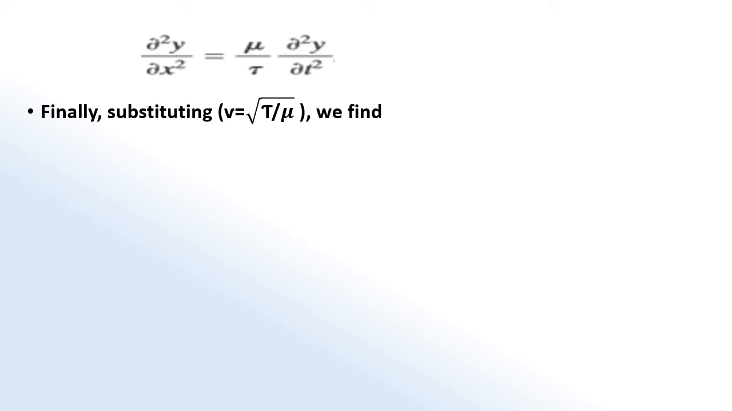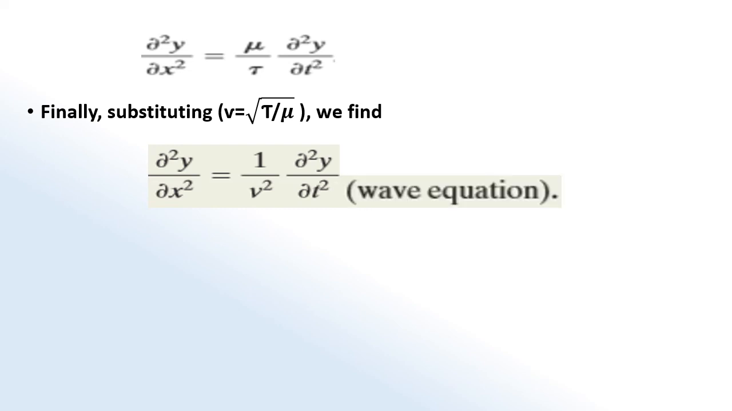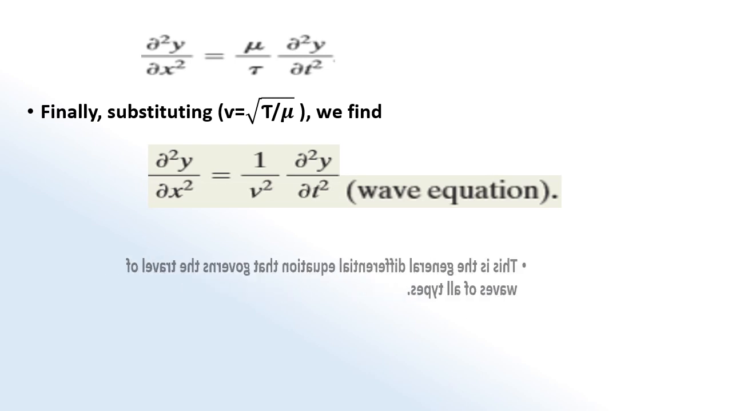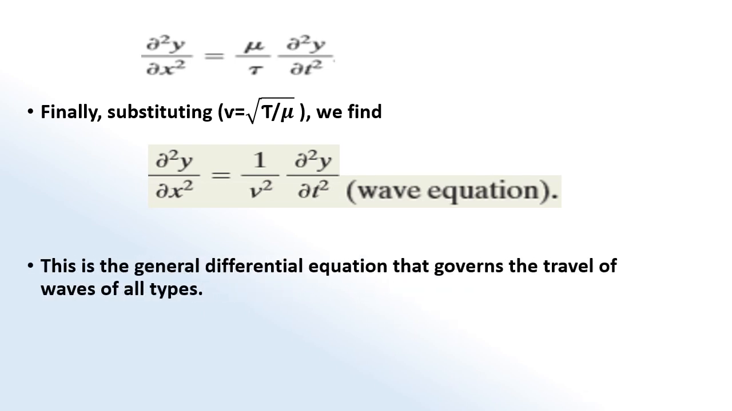Also, in the previous lecture we discussed the dimensional analysis and got the equation v equals the square root of T divided by mu. Now by inserting this into this equation, we get the final equation: partial square y by partial x square equals 1 over v square partial square y by partial t square, which is the final wave equation. And this general differential equation governs the travel of all types of waves.